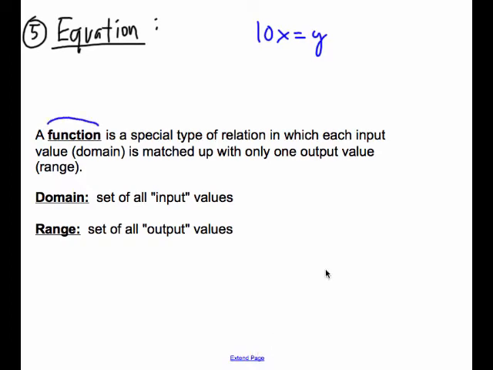Now, there are different types of relations, as we're going to talk about, but one key concept is that of a function. And a function is a special relation in which each input value, which we're going to call domain, is matched up with only one output value, which we're going to call range. Let's look at these concepts through some examples.